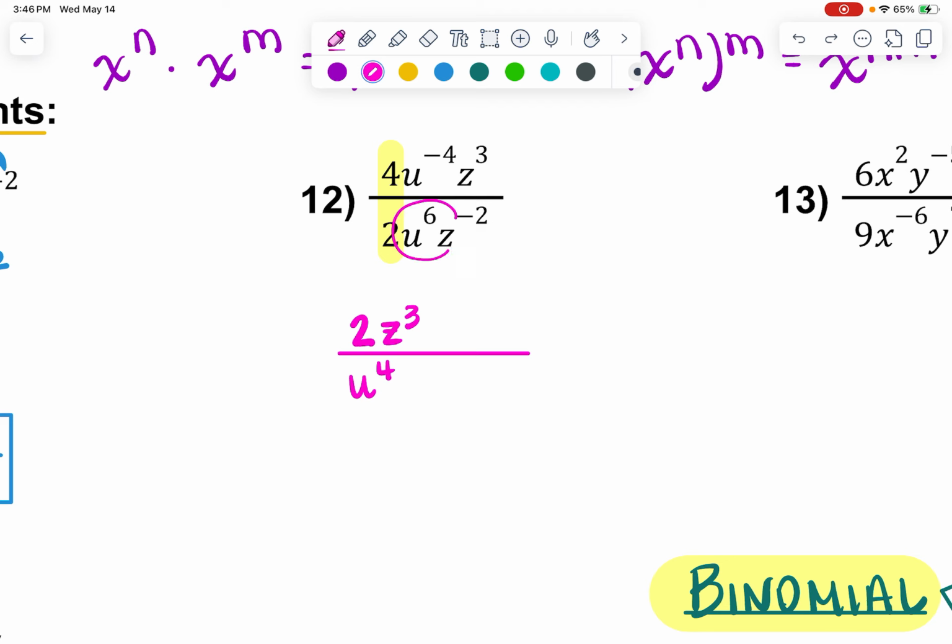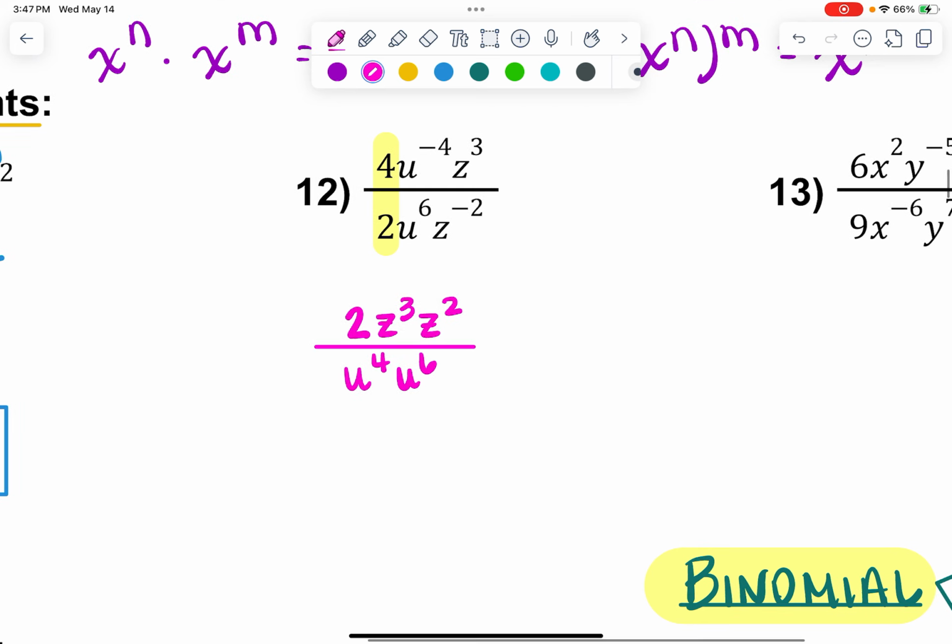Then I'm going to go to the denominator, my u to the 6th. He looks perfectly happy with that positive power, so I'm just going to leave him there in the denominator. And then my z to the -2, not happy in the bottom, so he's going to come up top. I didn't need quite so long of a fraction bar, so I'm going to fix that.